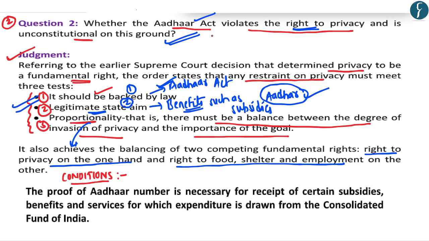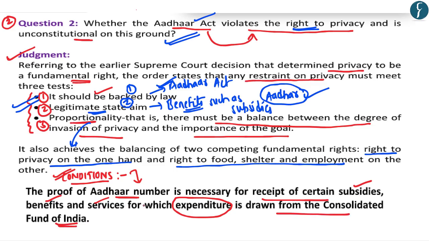So finally, the Supreme Court stated that even though the Aadhaar Act does not violate the right to privacy, there should be certain preconditions with respect to implementation of Aadhaar project, wherein the Aadhaar card should be mandatory for receipt of only those subsidies, benefits and services for which the expenditure is drawn from the Consolidated Fund of India, which means that for other benefits and services for which the expenditure is not incurred from the Consolidated Fund of India, the Aadhaar card would not be mandatory.